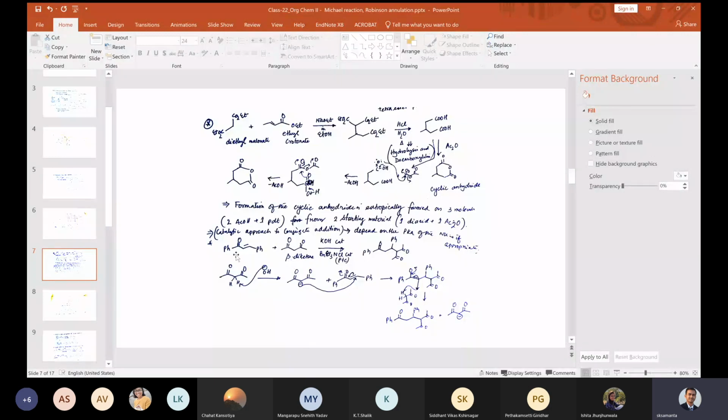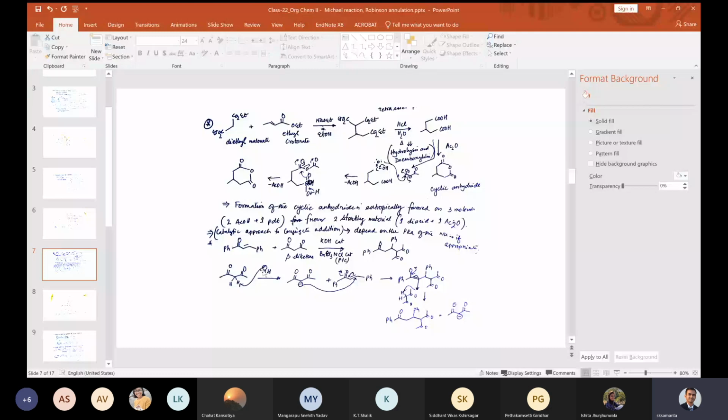So this is the starting material, PhCO-CH=CH-Ph, and we take acetyl acetone, a beta diketone. In this case, one can take a catalytic amount of KOH and benzyl triethyl ammonium chloride as the phase transfer catalyst. In that case, it is observed that this reaction is catalytically controlled.